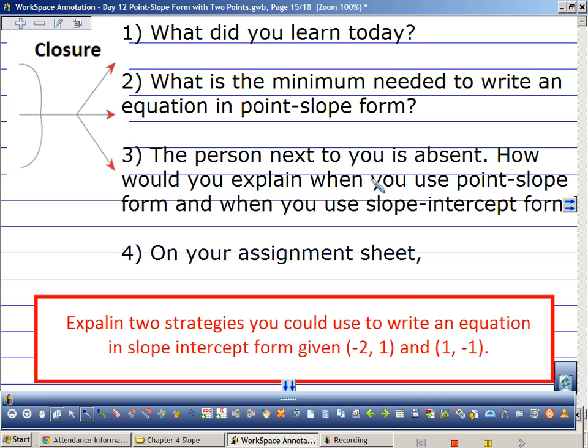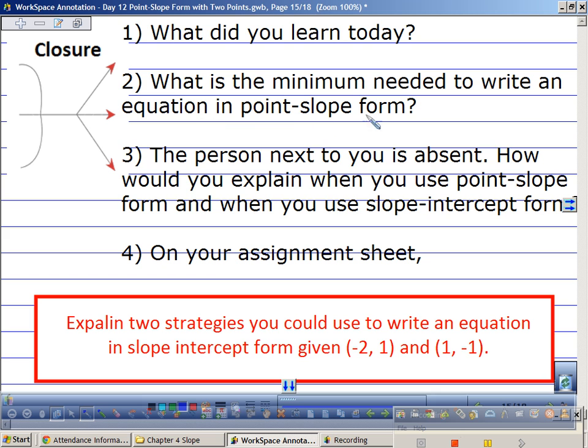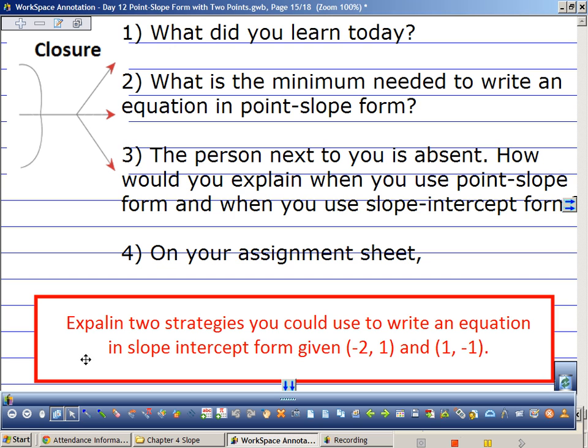What did you learn today? Point slope. So it was 2 points. Good. What is the minimum needed to write an equation in point slope form? 2 points. You're right. That's exactly right. The person next to you is absent. How would you explain when you use point slope form and when you use slope intercept form? When there's no y-intercept, you use point slope. Excellent. When there's no y-intercept, you use point slope. Excellent. Perfect.